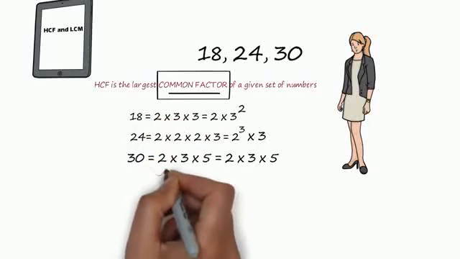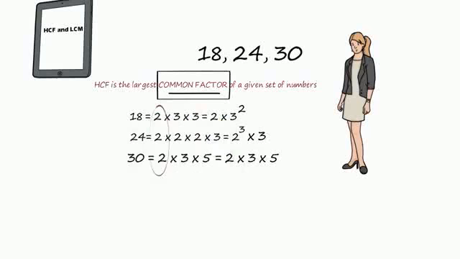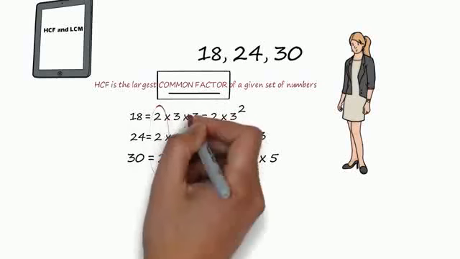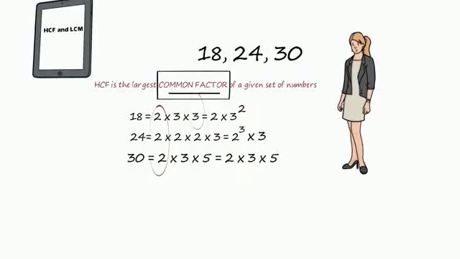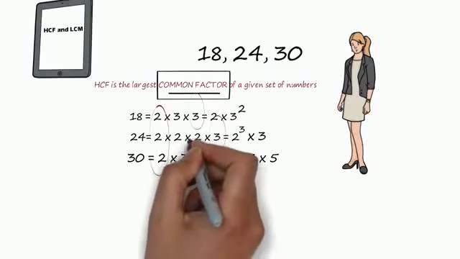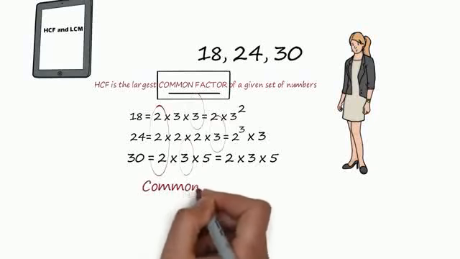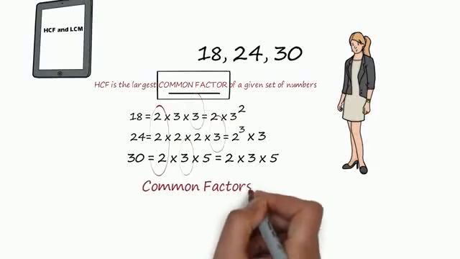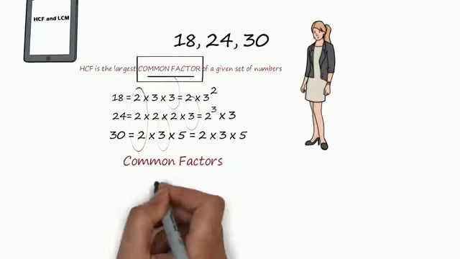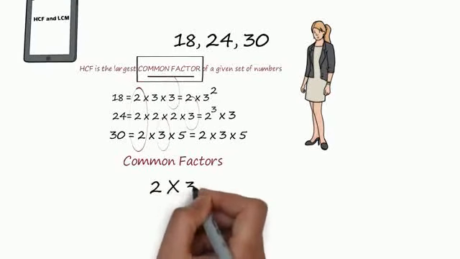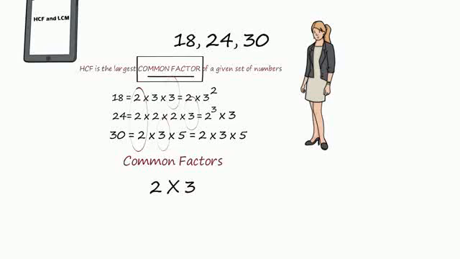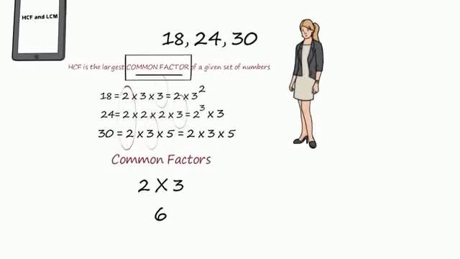You'll see that we have 2, which is common in all 18, 24, and 30 there. And we have that 3, and another 3, and another 3. They are also common in all the numbers 18, 24, and 30. But if you look at 5 on 30 there, it's not common on 24, it's not common in 18. So the only common factors that we have is 2 times 3. So our highest common factor is 6. So the highest common factor of 18, 24, and 30 is 6.